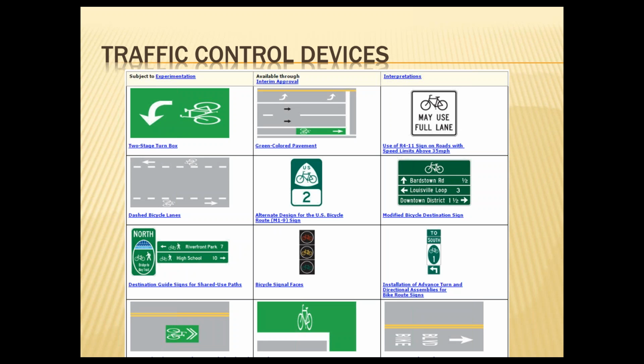So we've got things like two-stage turn boxes or green markings used with shared lane markings. And then we have a number of features that we've given interim approval for. Of course, with that, we're still asking that agencies collect some nominal before and after data to help us make sure that this is working, so that eventually it can make it into the next edition of the MUTCD. Things like the bicycle box and green colored pavement.